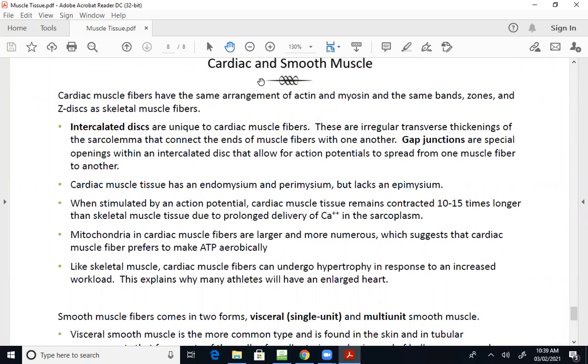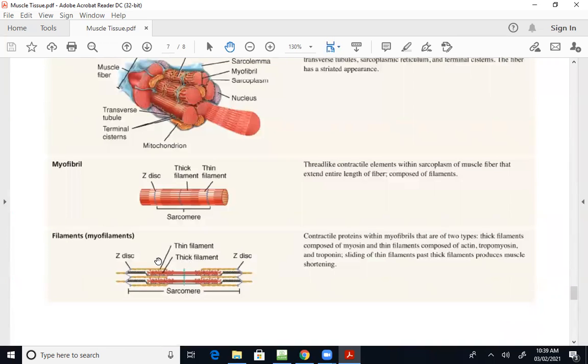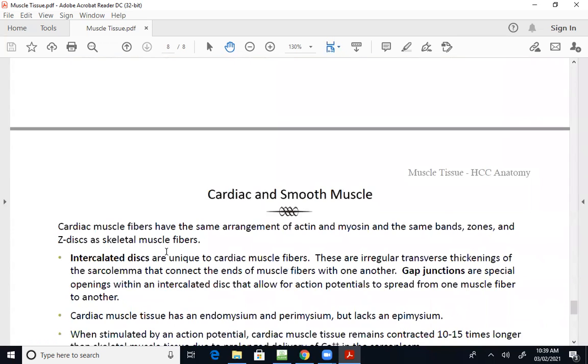Cardiac muscle fibers have the same arrangement of actin and myosin, same bands, same zones, Z-discs that we just talked about that our skeletal muscles have, okay? And that's why cardiac muscle has striations like skeletal muscle.